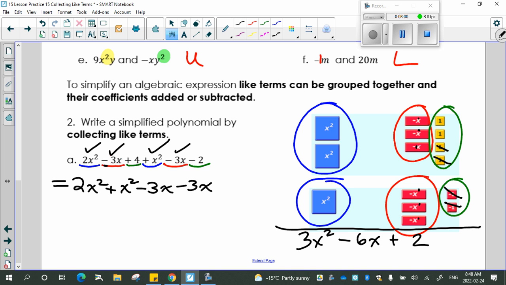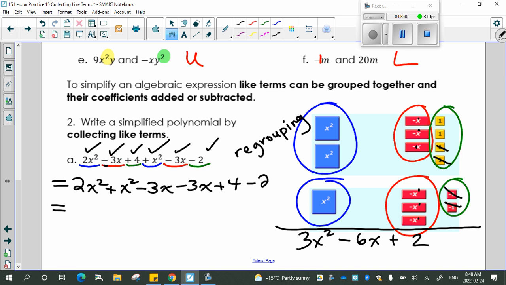And then again, from left to right, the next thing that comes is plus 4. And then the last one I have is minus 2. So this is called the regrouping step, where you put like things beside each other. Same here. Okay, so now they're all lined up.